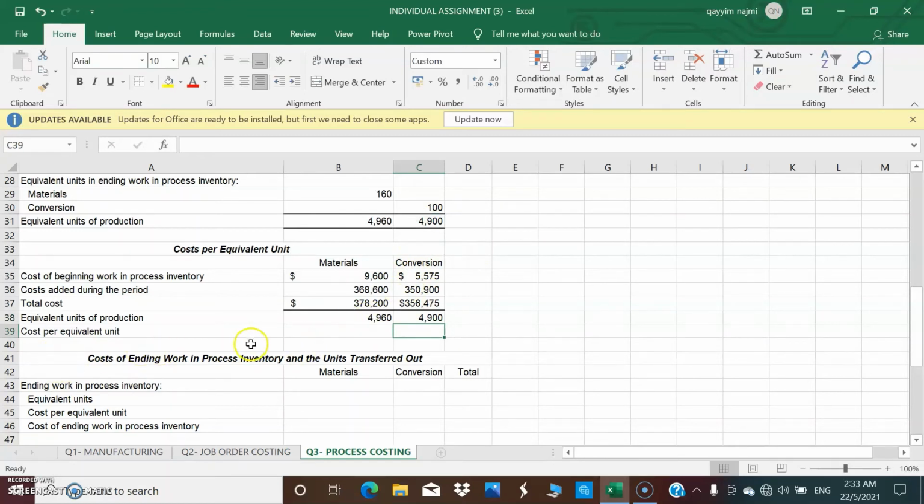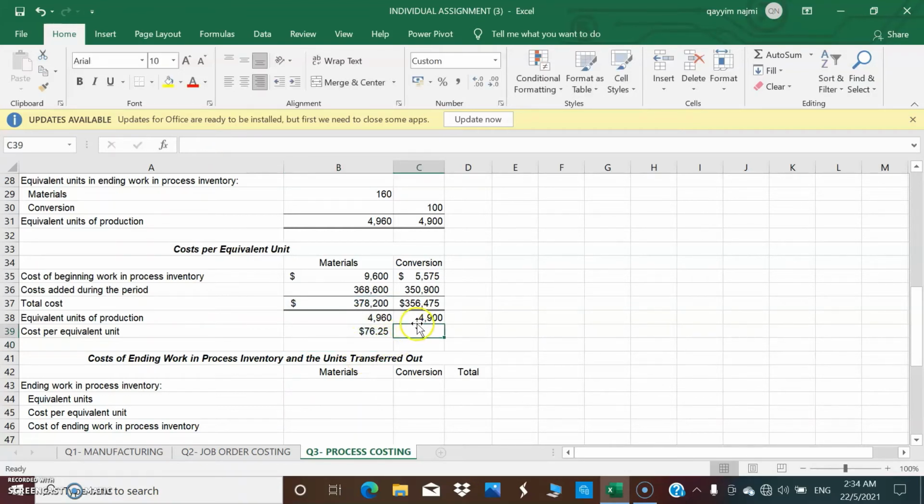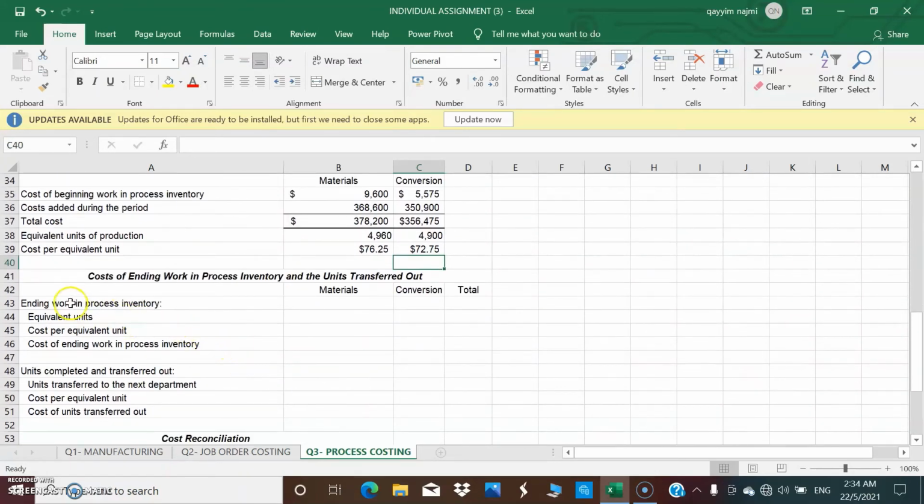Okay, cost per equivalent unit. The cost will be divided by the equivalent units. So 378,200 divided by the equivalent units for material, 4,960, gives 76.25. For conversion cost, 373,564.75 divided by 4,900 gives 72.75. Okay, next.